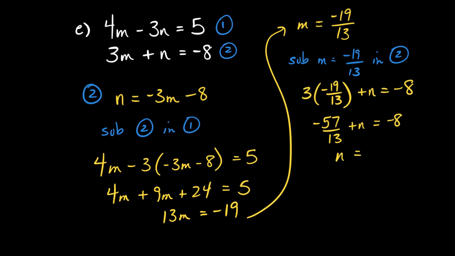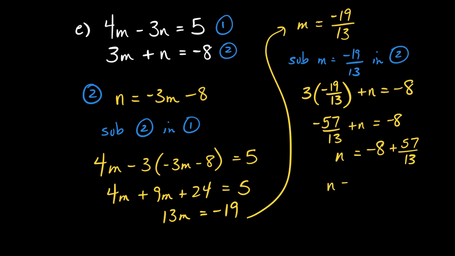And I'm going to go ahead and get my n all by itself by getting rid of that minus 57/13. Now, some people are going to want to write this line in, and I'm okay with that. But I hope that we can see we're going to take 8 and we need to add to it some 13ths. We're going to need a common denominator.